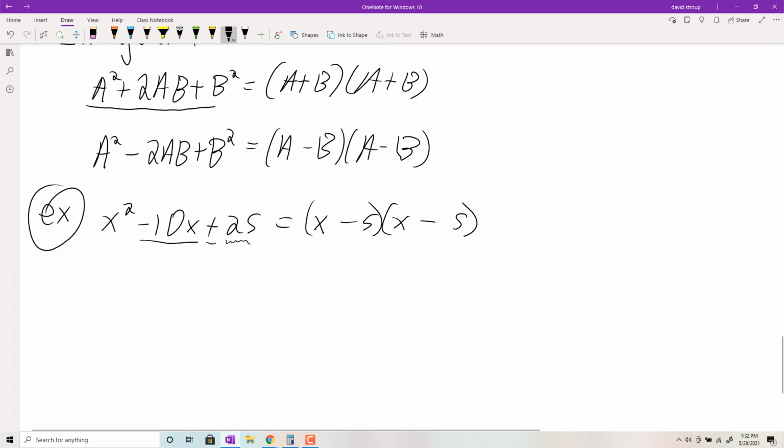Okay, so yeah, let's FOIL it back out and make sure it works. So we have x squared, the first, and then the outer minus 5x, the inner minus 5x, and then the last plus 25. Yeah, that works. Okay.